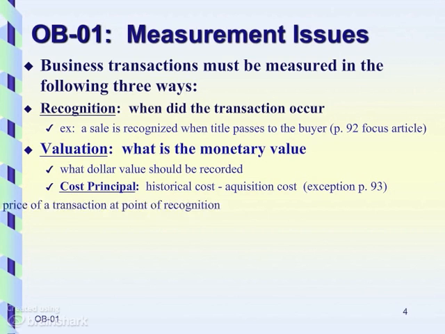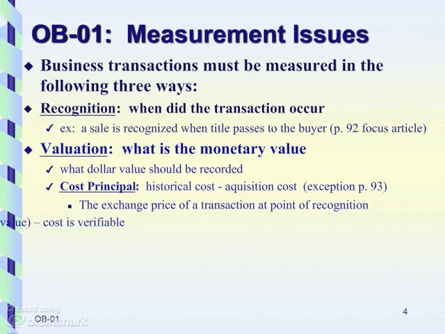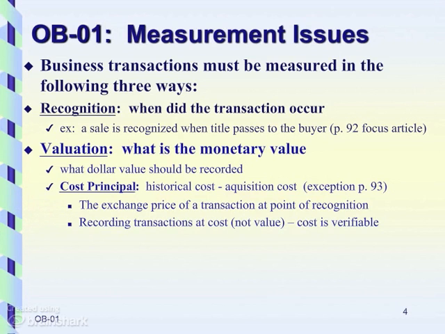So in our desk example, whatever the exchange price that was agreed upon between the seller and buyer, that would be what we record that transaction at. One of the primary reasons that we record transactions at cost is that cost is always verifiable. Cost does not change.